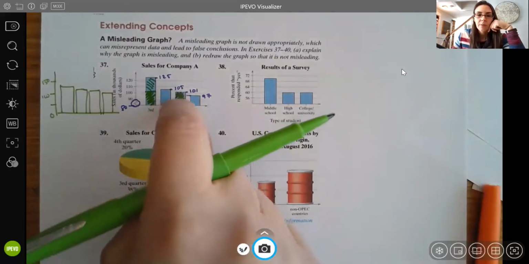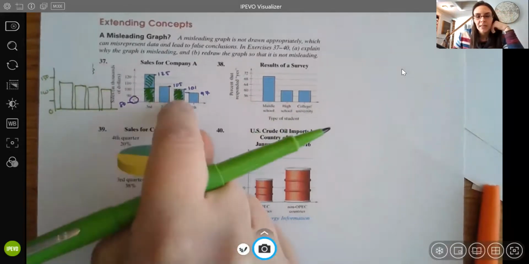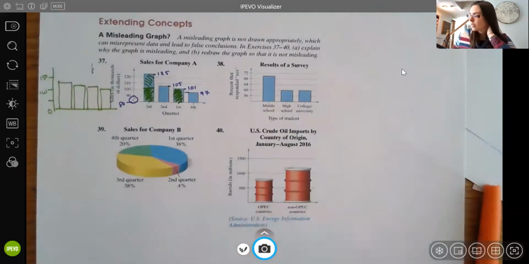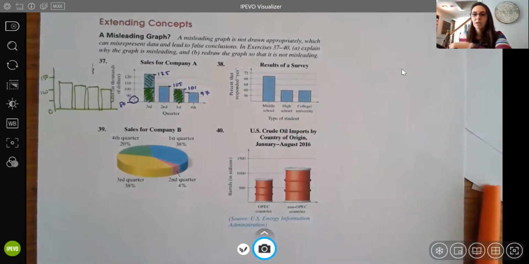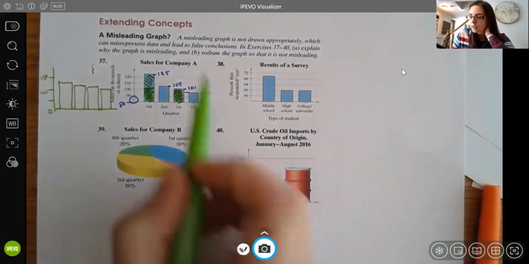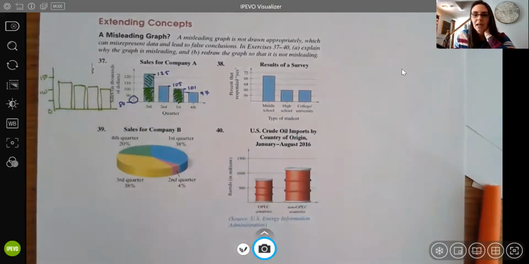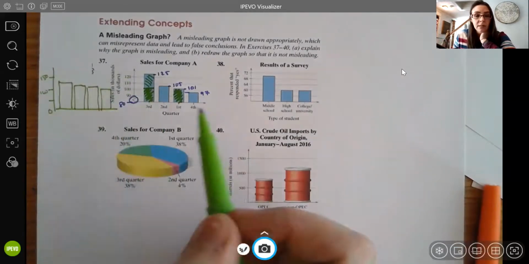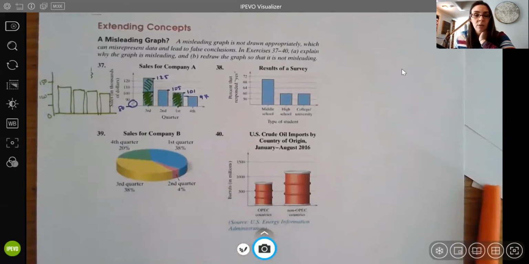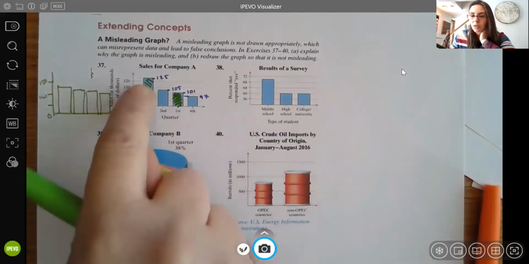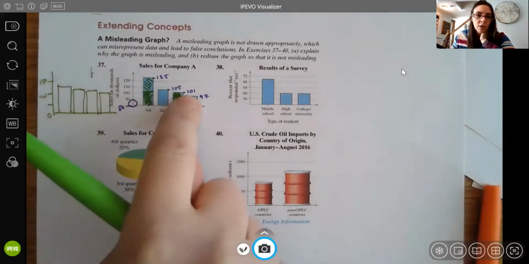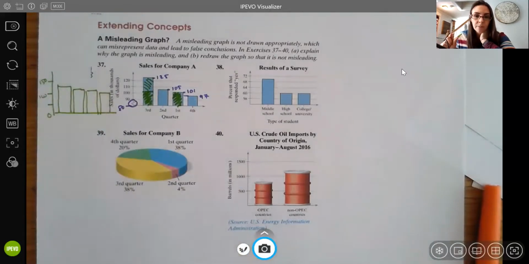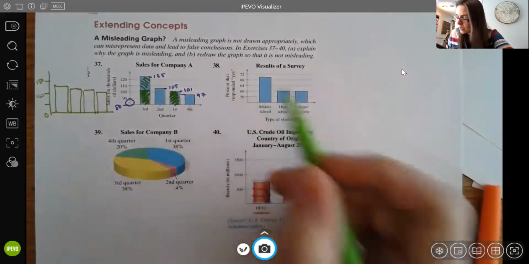And that's the problem. If someone is reading a graph quickly, and this happens all the time, you're looking through a magazine, you're watching the news, you're not paying attention to the axes. You may not even have time. I notice when I watch the news, they put things up so fast that I don't even have time to look at all the details. And it's making it look like the third quarter was substantially better than the first when it really wasn't that big of a jump.